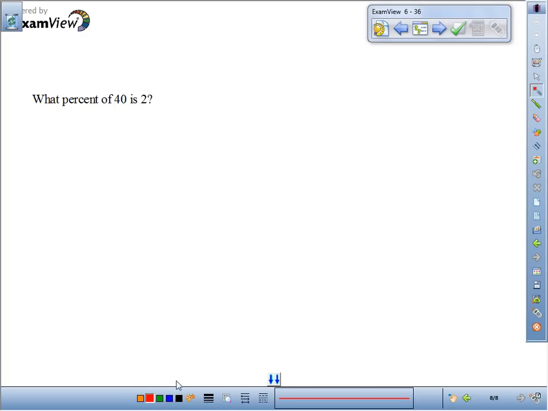What percent of 40 is 2? For this one, as long as you get your proportion formula ready, you'll be fine. So you need to write is over of equals percent over 100. Is over of equals percent over 100.